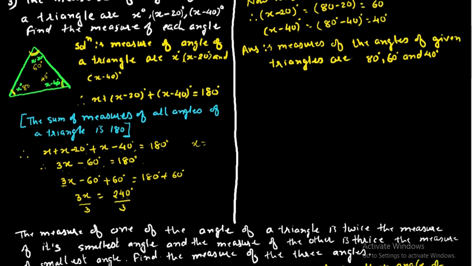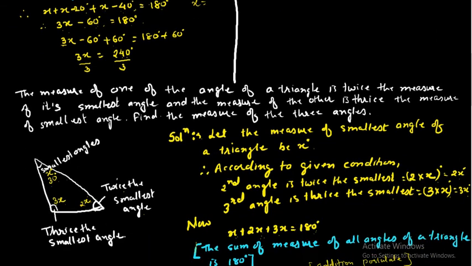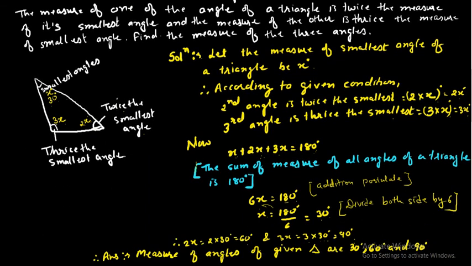Okay. Now we will move towards the next sum. The measure of one of the angles of a triangle is twice the measure of its smallest angle. That is, one angle's measure is double the smallest angle. This is one condition given to us. And the measure of the other is thrice, that is 3 times, the measure of the smallest angle. The other angle is thrice, 3 times, the smallest angle.